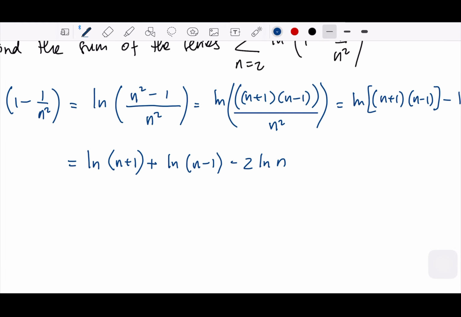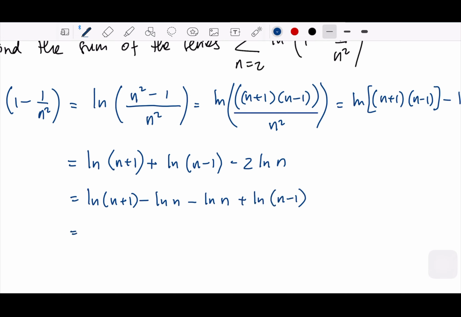And then what's the next step? The next step is quite tricky. So this formula and this ln n, I will separate this negative 2 ln n becomes 2 ln n, and ln n, and both of them I will include in these two fractions. So I will write this as ln n plus 1 minus ln n. Okay, that is the first one. And then minus ln n plus the ln n minus 1.